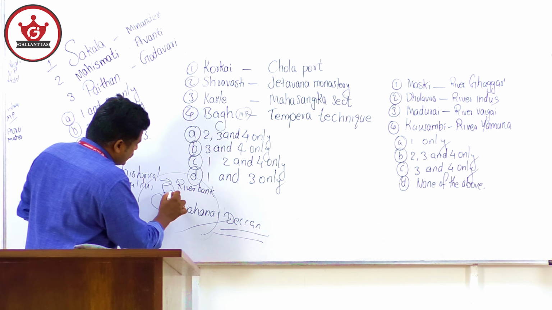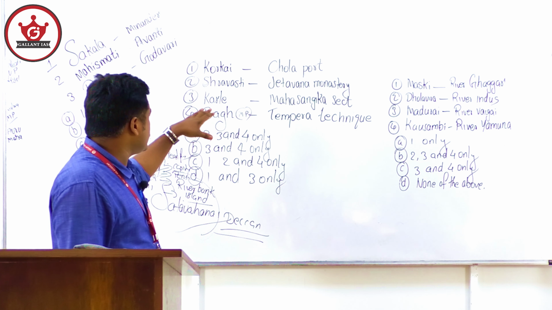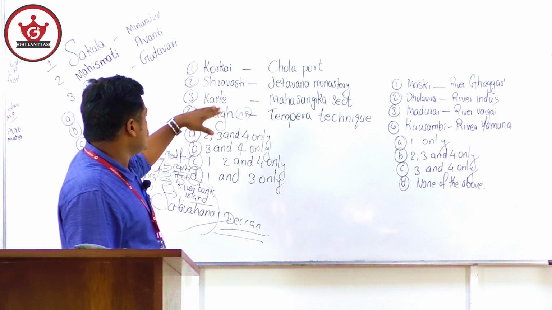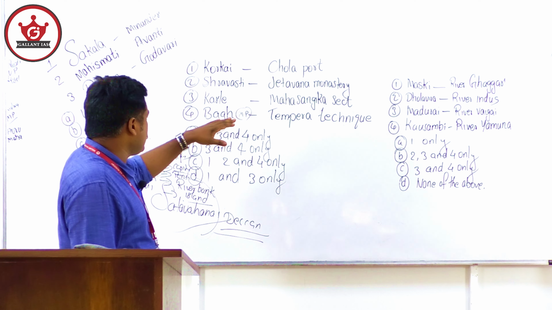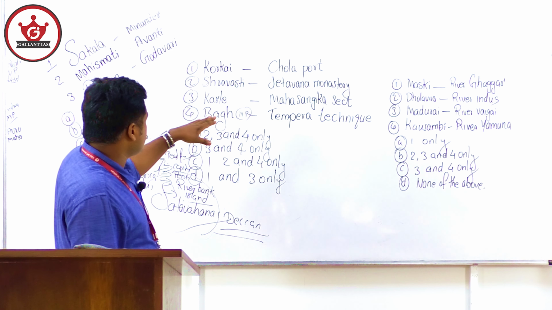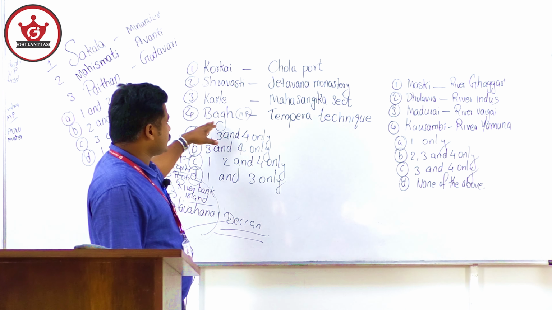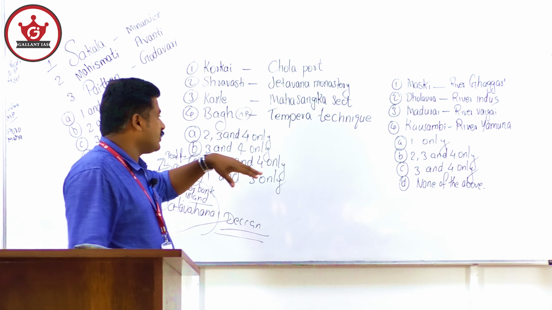Korgai, Shravasti, Karle, Bagh. Four options are there. Korgai with Cholapot, Shravasti with Jaravana Monastery, Karle with Mahasangika sect, Bagh with Tambara technique. Korgai, you know that it is heard in the Sangam literature and also in the Periplus of the Erythraean Sea. Korgai was an ancient Indian port, and this is not a Chola port; it is a Pandya port.